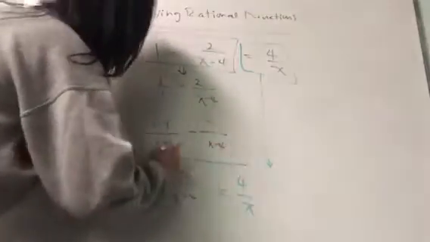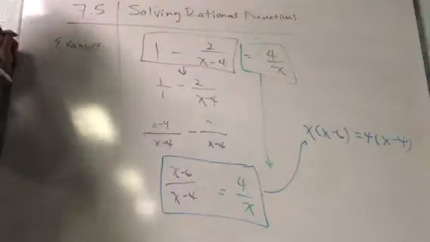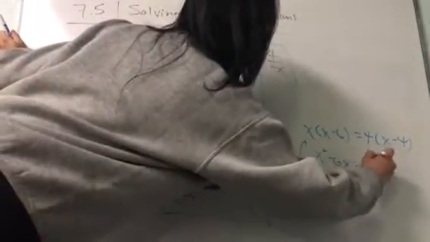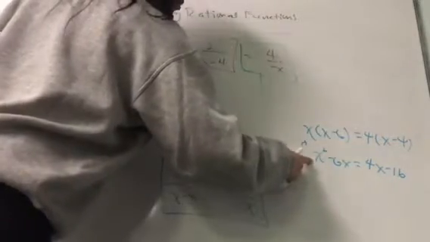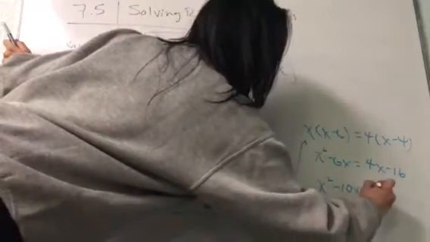If we cross multiply, we get x times x minus 6 is equal to 4 times x minus 4. When we multiply it out, we get x squared minus 6x is equal to 4x minus 16. Notice that we have a quadratic because the highest degree of the polynomial is 2. Moving everything to the left, we get x squared minus 10x plus 16 is equal to 0.